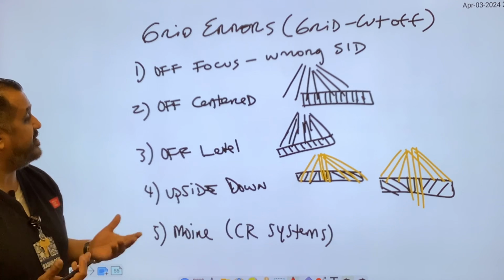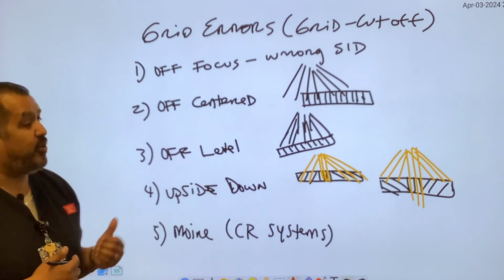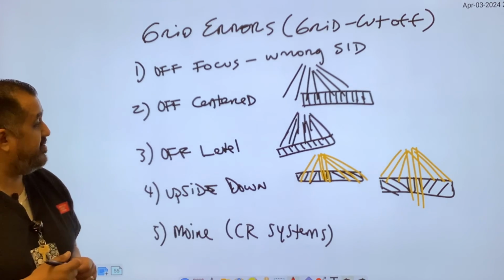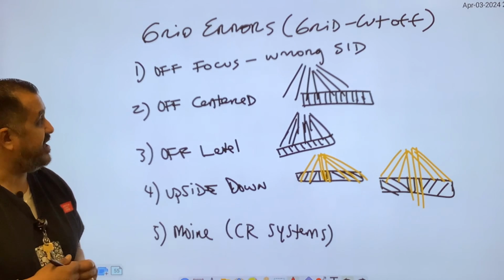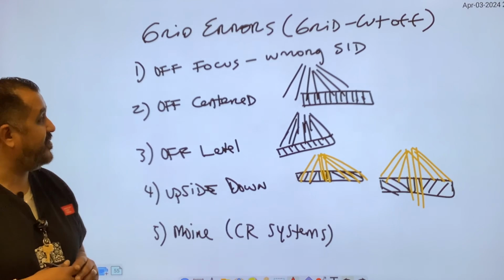All right. So again, this is just a quick breakdown of grid errors and grid cutoff. I'm hoping that it helps you, and I'm hoping that this will help you understand the material and reach whatever goal that you guys have, whether it's for short term in class or for your ART exam. Okay? Thank you.